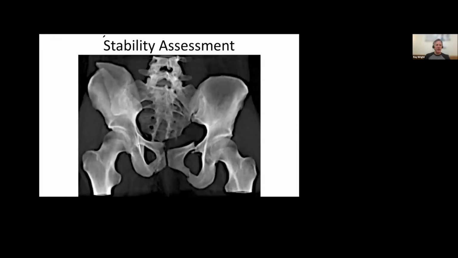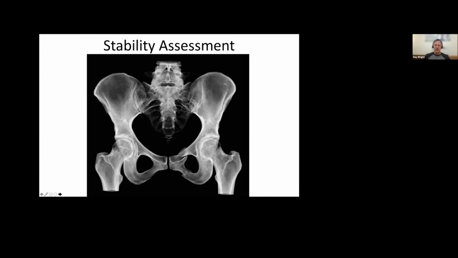What we tend to operate are unstable pelvic ring fractures, and stability assessment can sometimes be obvious on plain films. This is one. If the ophthalmology resident can see that there's a pelvic fracture in general, it's probably an unstable pelvic ring injury. But sometimes instability is not as clear as you may think.